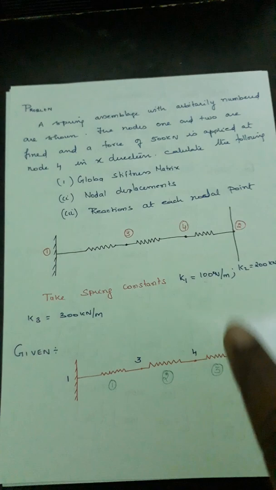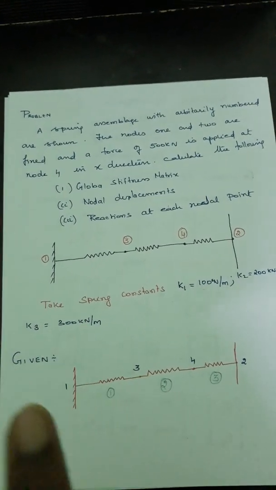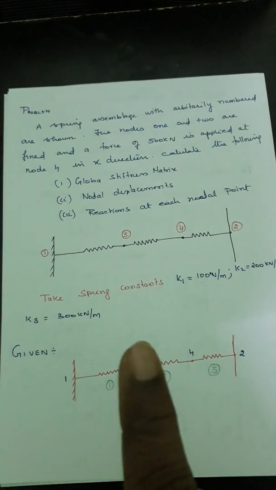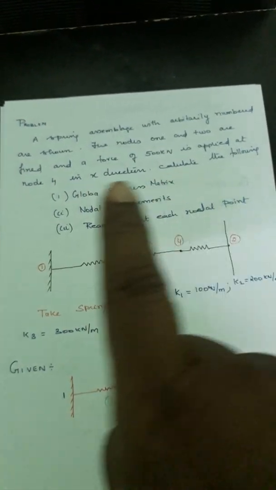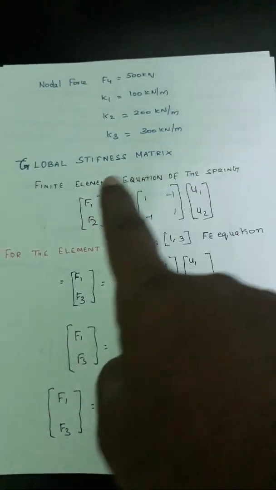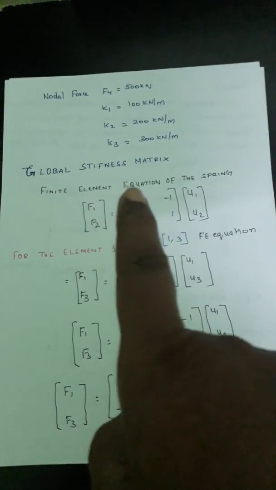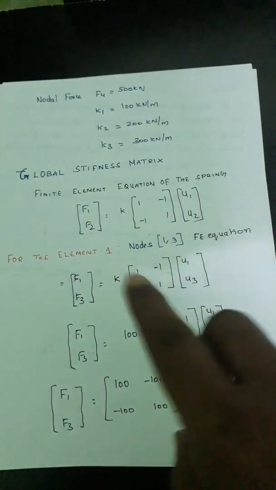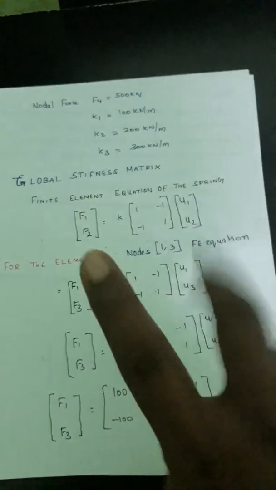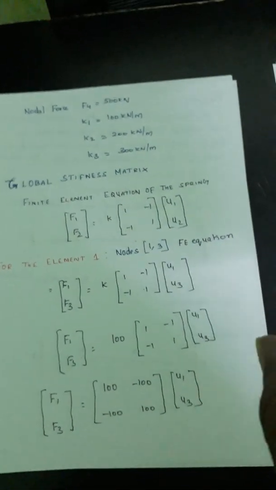Now I am going to take element 1, which consists of nodes 1 and 3, and apply finite element equations to find the global stiffness matrix. This is the finite element equation of any spring element. Here it is F1, F2; if the nodes are 3 and 4, it will be F3 and F4; if it is 5 and 6, it will be F5 and F6. According to the nodes, you apply the finite element equations of the spring.